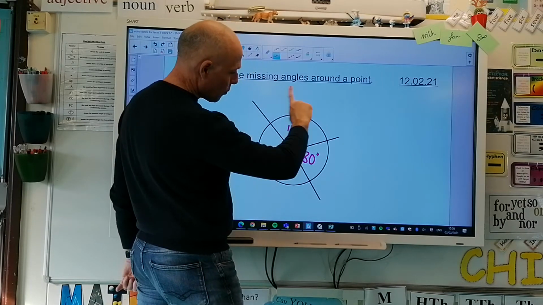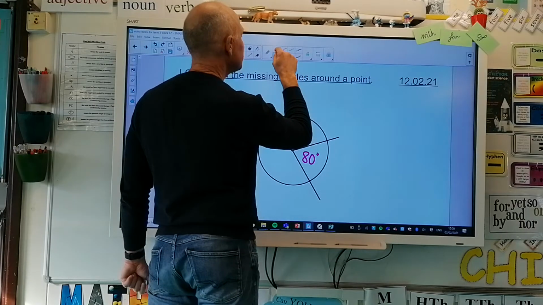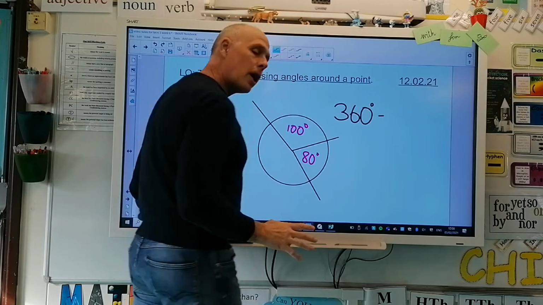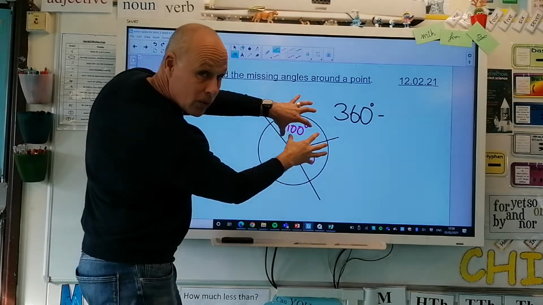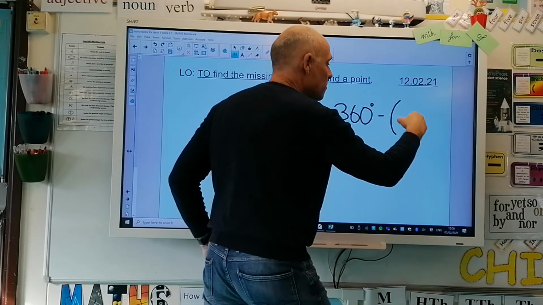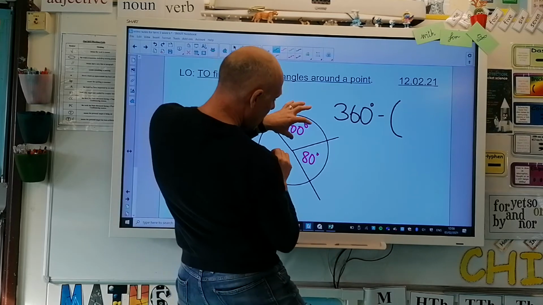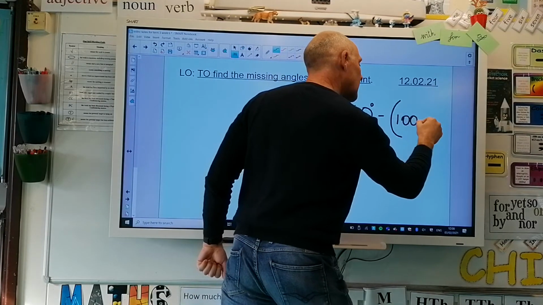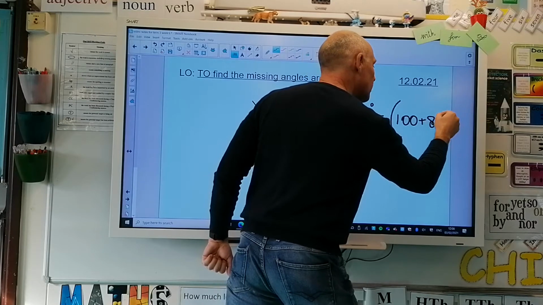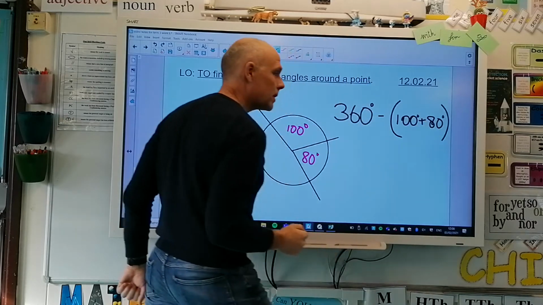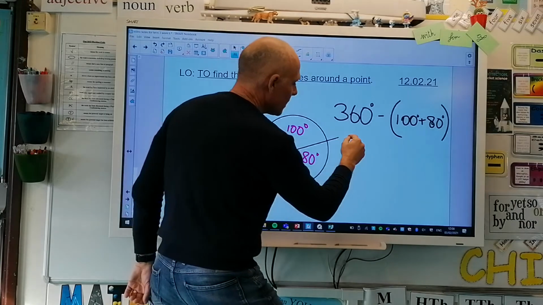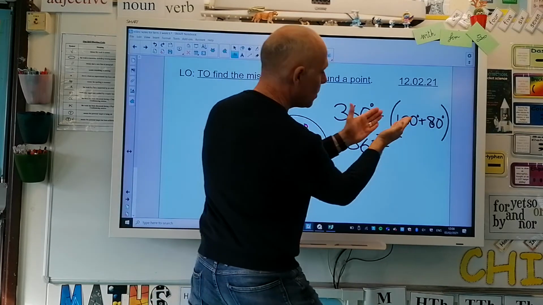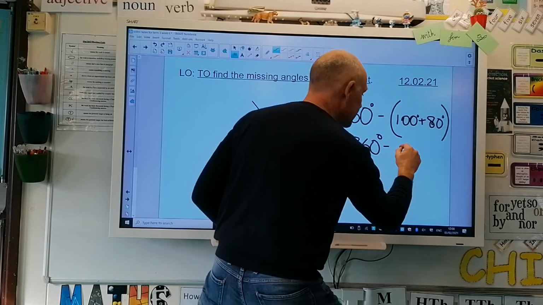So I've got 360 degrees altogether, and I want to subtract these two. So, pop them in brackets, remember your BODMAS, 100 add 80 degrees. I've written a bit too big there, haven't I? So let's do that. 360 degrees, subtract 180 is 180 degrees.